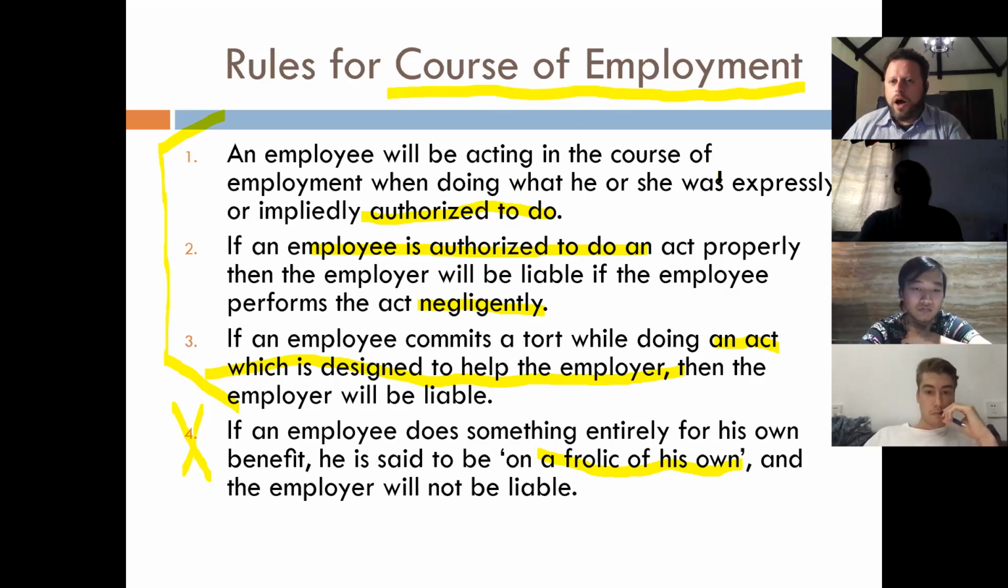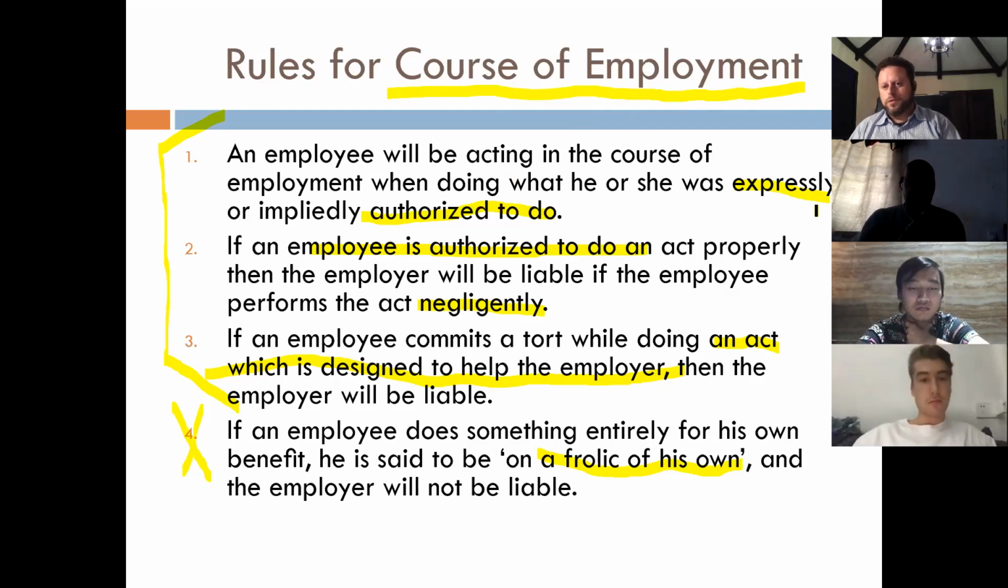Number 1, did I expressly tell him you can drive a scooter with pizza? Yes. Boom, he's in course of employment. Yes, you can sue me. That's it, right? Because he's doing something I told him he could do. Even if he's driving the wrong way on the sidewalk, that is definitely negligent. But it doesn't matter because I authorized him to drive.